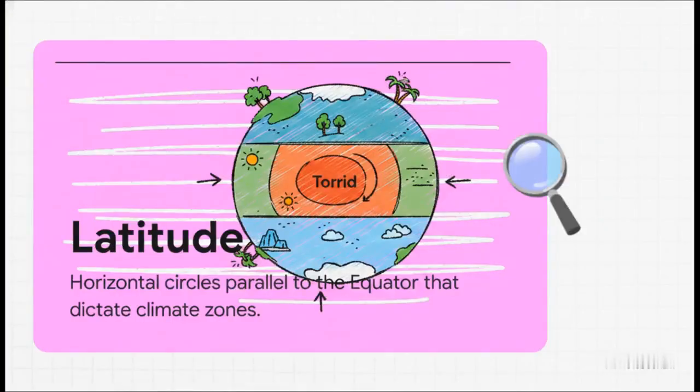The first coordinate we use is latitude. Just imagine horizontal circles drawn around the Earth, totally parallel to the equator. The equator is 0 degrees. As you travel north or south away from it, your latitude increases up to 90 degrees at the poles.